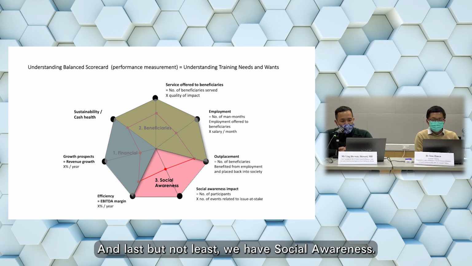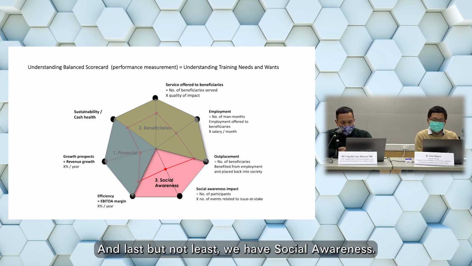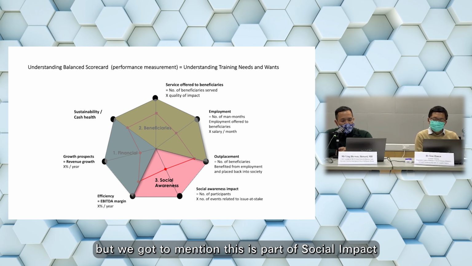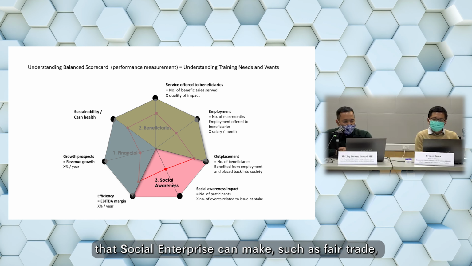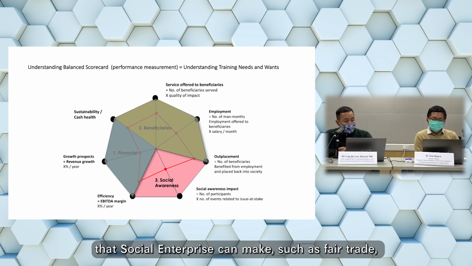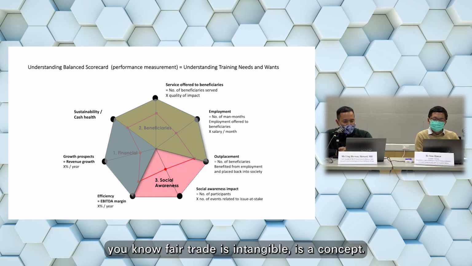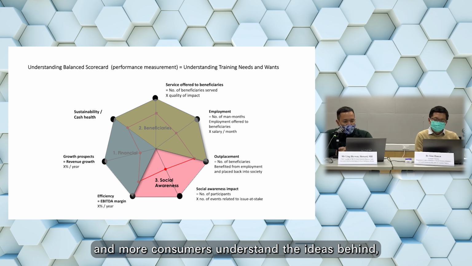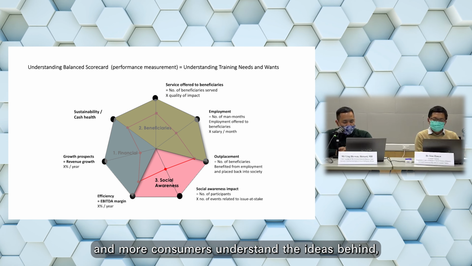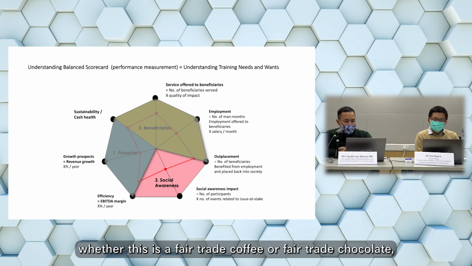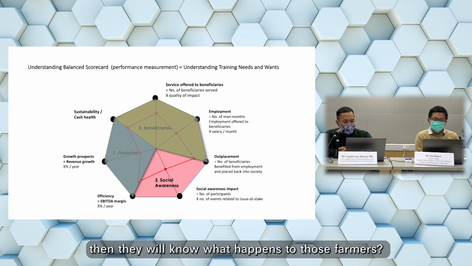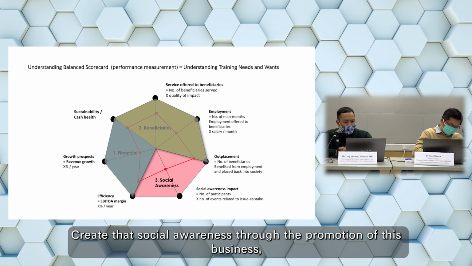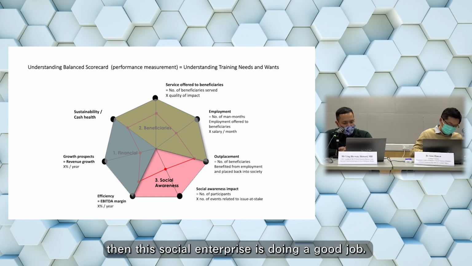And last but not least, we have the pink corner, which we call social awareness. Social awareness is hard to measure, but we got to mention this because this is part of the social impact that a social enterprise can make, such as fair trade. Fair trade is intangible, it's a concept. But if that social enterprise promotes fair trade, and more consumers understand the ideas behind whether this is fair trade coffee or fair trade chocolate, then they will understand what happens to those farmers and create that social awareness through the promotion of this business. Then he or she is doing a good job.